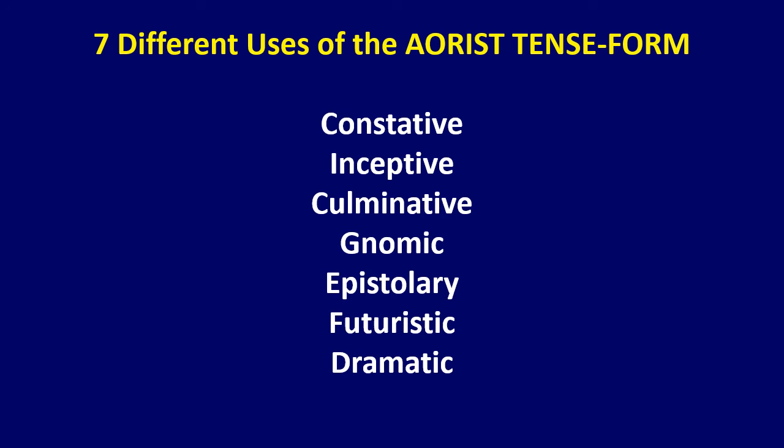So remember, aorist always has perfective aspect, but the action sart and the time can vary considerably. And that's how we end up with these 7 different uses of the aorist tense form. They're different in terms of their action sart and their time, not in terms of their perspective, or aspect, which is always perfective. That's the same in every case with the aorist.